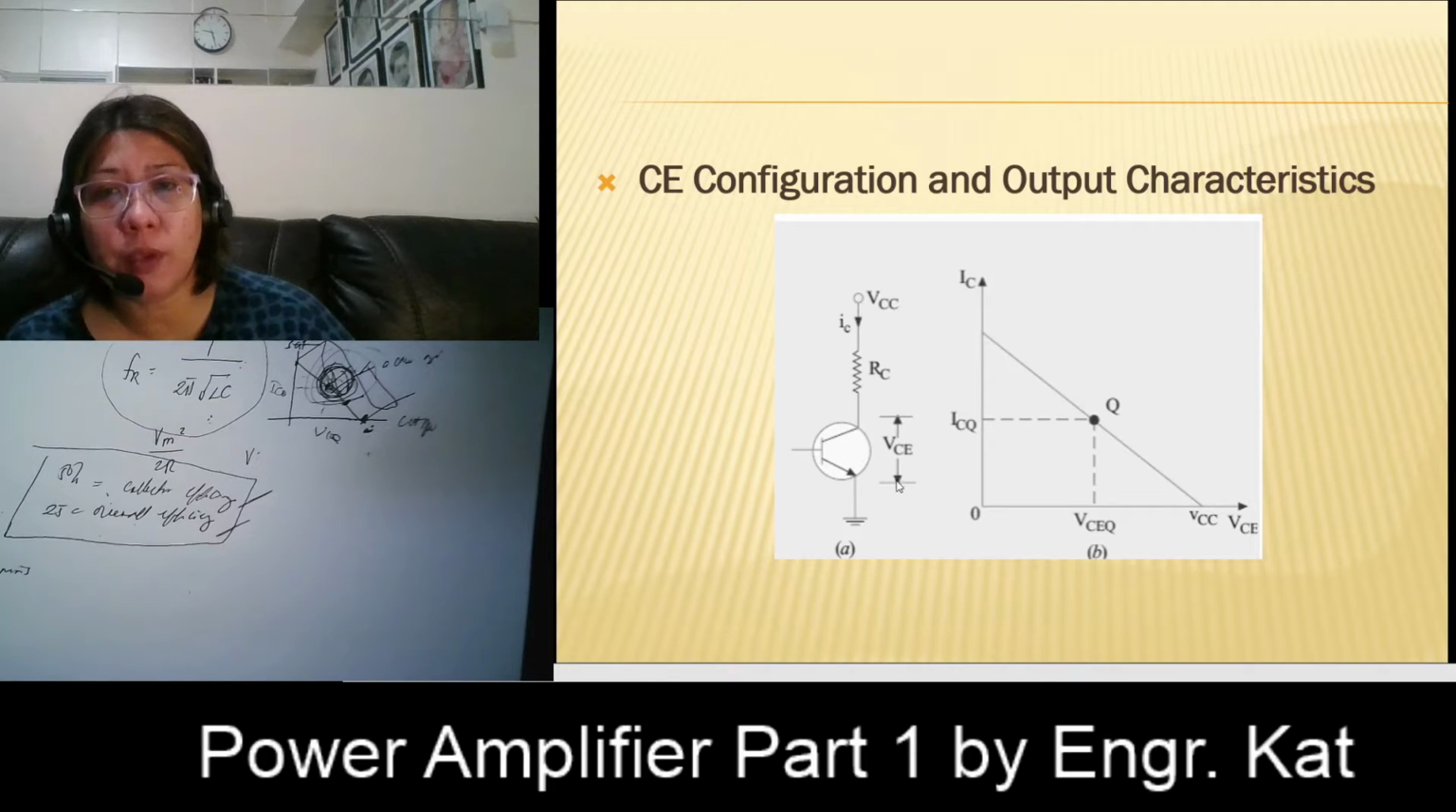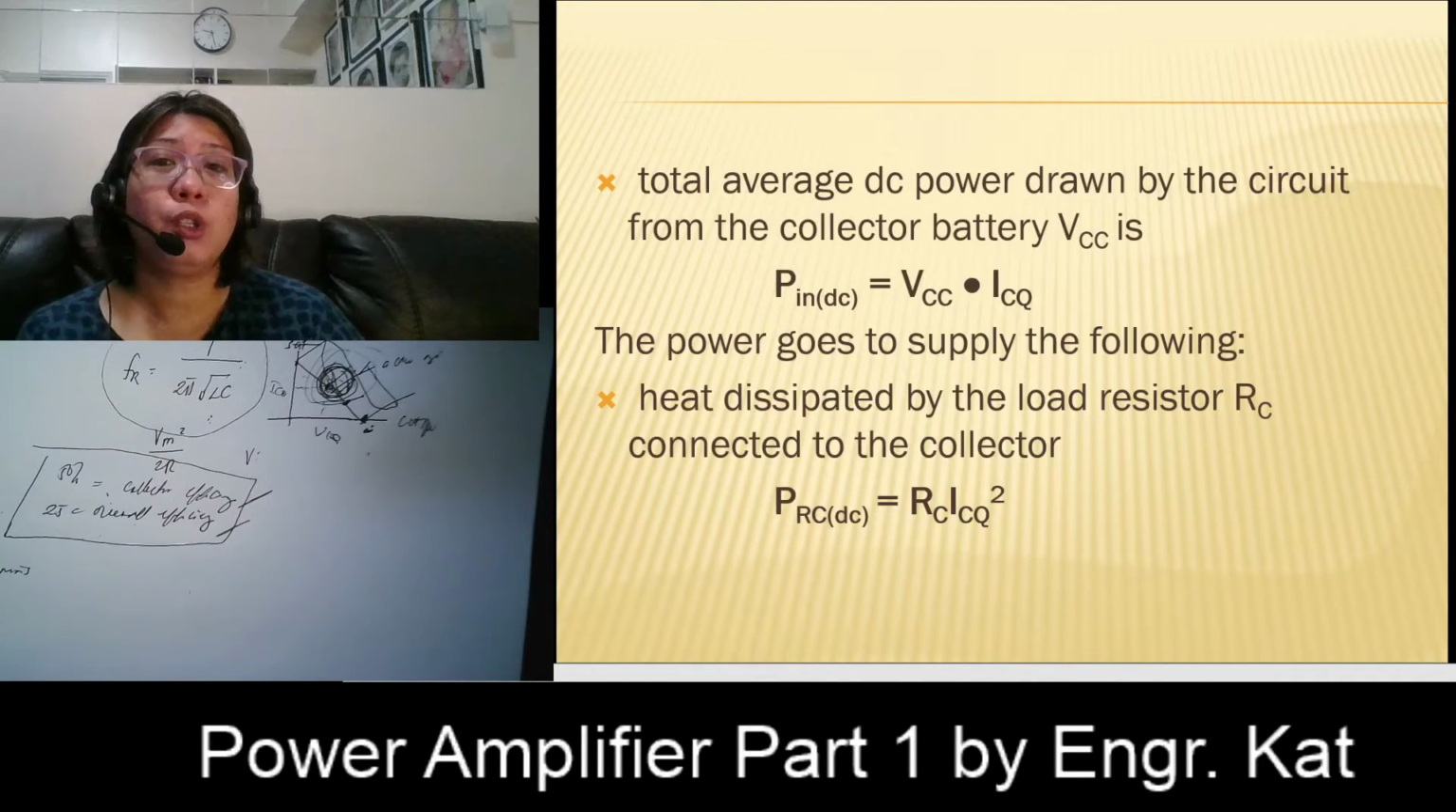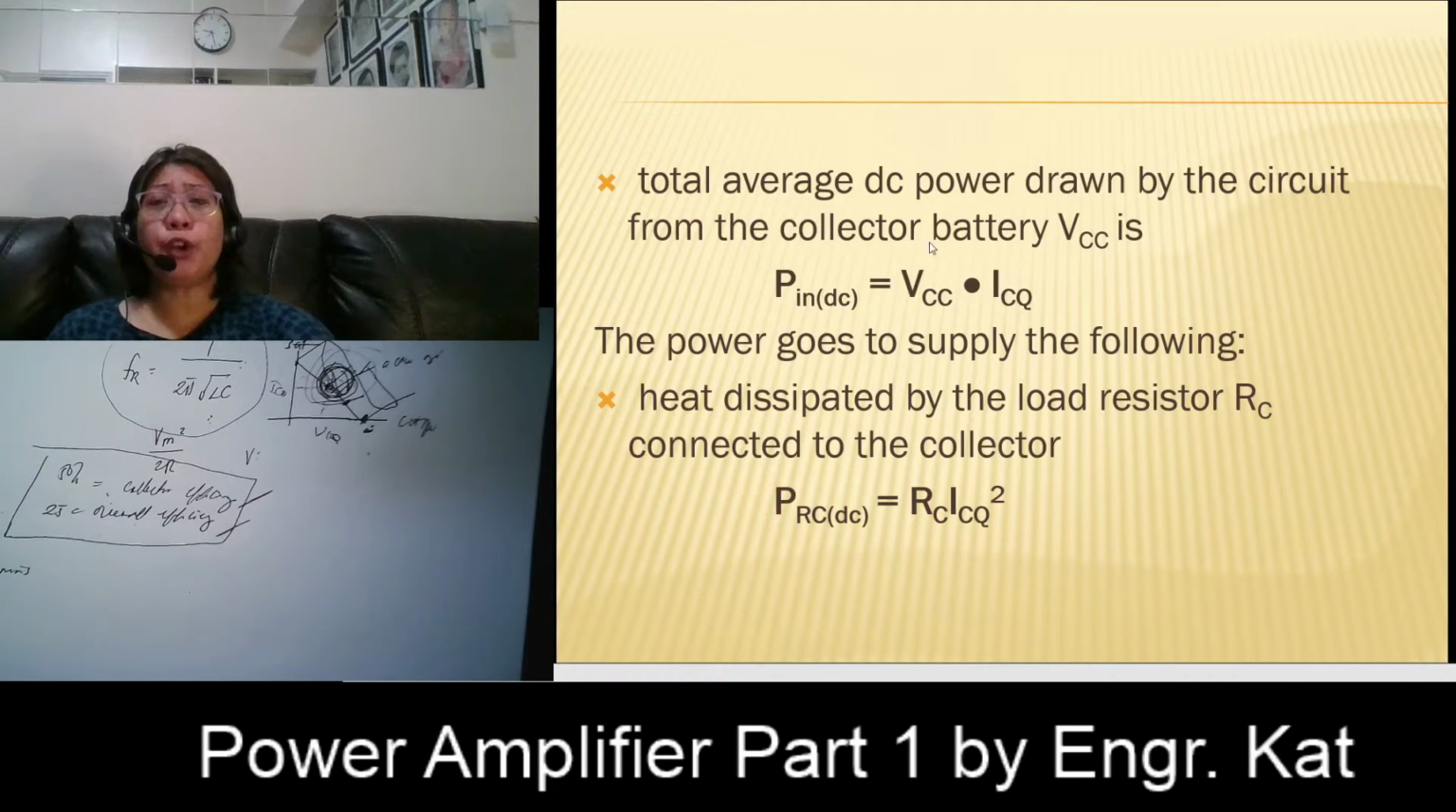So this is your VCE, this is your IC, which is DC because it is being provided by your VCC here. We will start with the total average DC power drawn by the circuit from the collector battery VCC, and it is given by the formula P in DC.